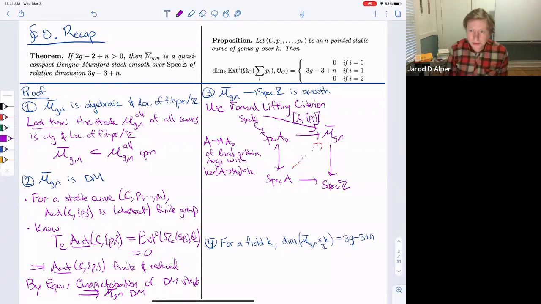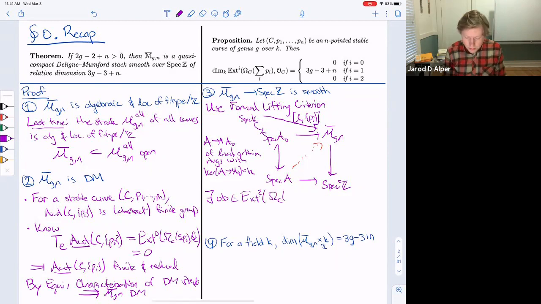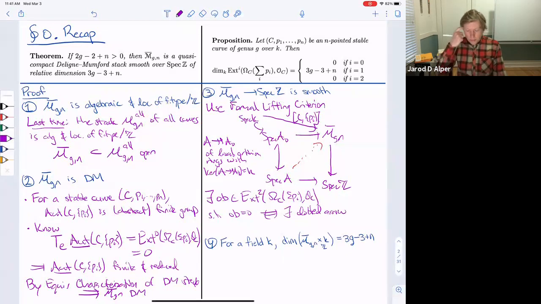Right, and now we use deformation theory. Deformation theory tells us that there exists an element, which I'm going to call ob, of the cohomology group Ext^2 of omega_C(p_i) into O_C, such that this element is 0 if and only if there exists this dotted arrow. But we know that the entire Ext^2 group is 0, so therefore the element is 0. So we win, and there always exists this dotted arrow, which means that the stack of stable curves is unobstructed and it's smooth.